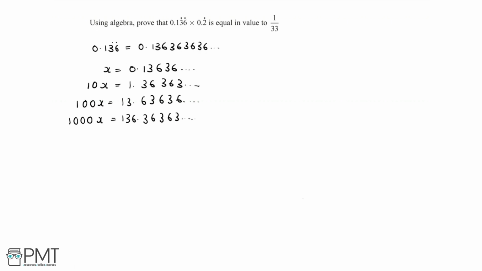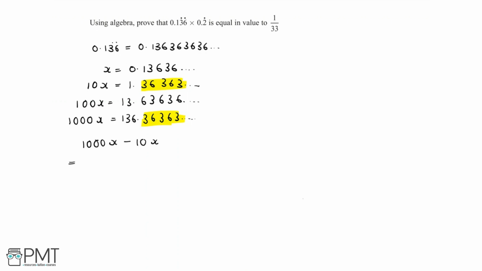136.36363, and so on. And so what we were doing here is trying to find a way to eliminate the numbers after the decimal point. And so we were able to do this quite successfully. If we look at 10x, we have 1.36363, and so on. And then looking at 1000x, we have 136.36363, and so on. Now since we have the same pattern after the decimal place, if we do 1000x take away 10x, all the numbers after the decimal point will disappear. And so we can do just that.